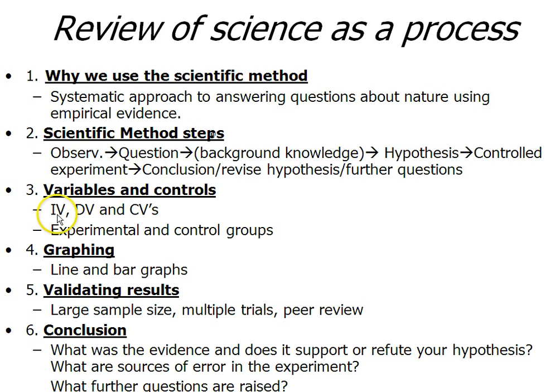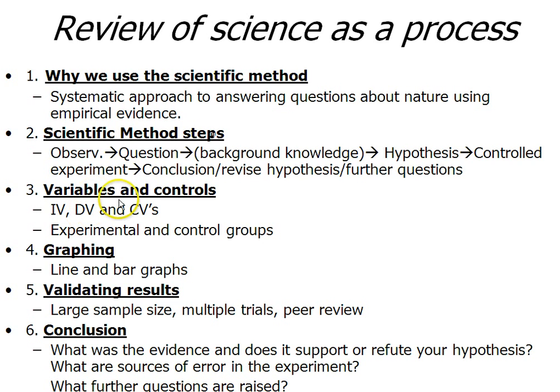Now, as a result of changing the type of light, we might have a change in the growth of the height. Or another way of saying that is the growth of the plant depends on the type of light we give it. So the dependent variable in that experiment would be the growth of the plant, or how high it grew.